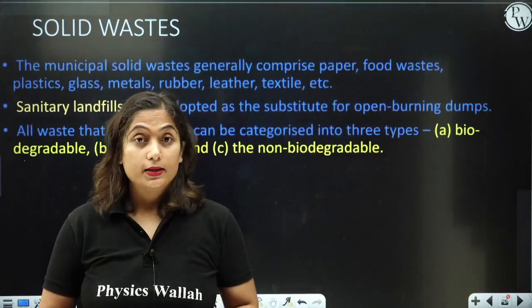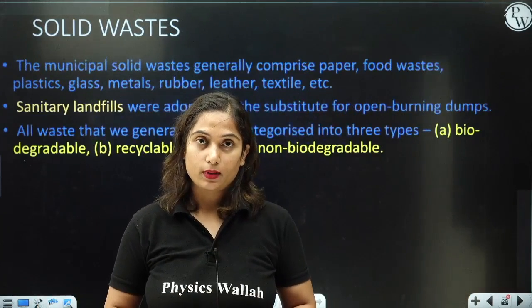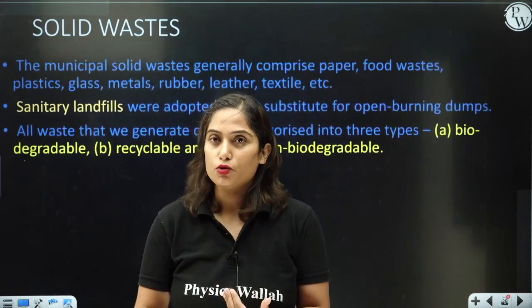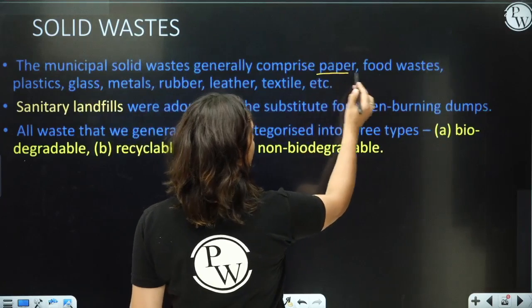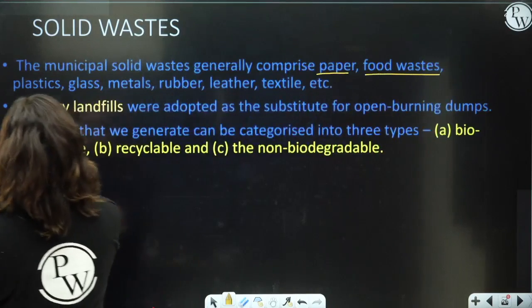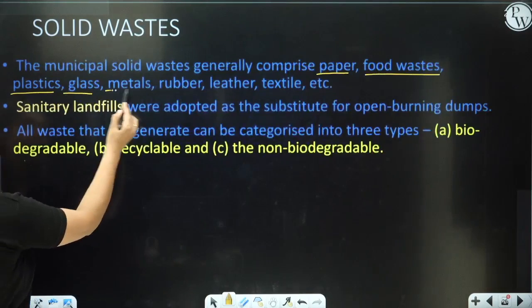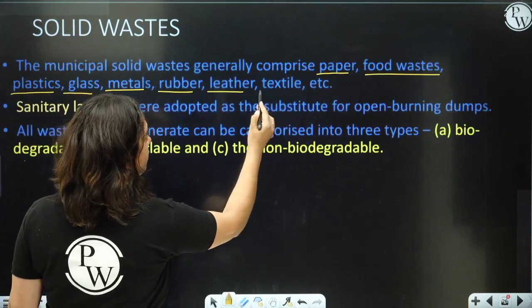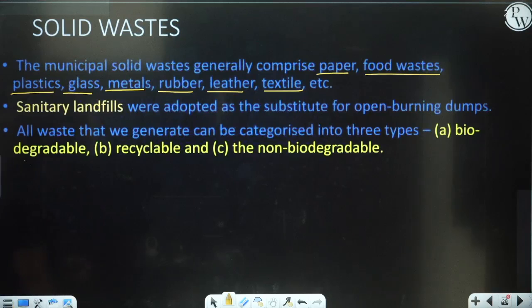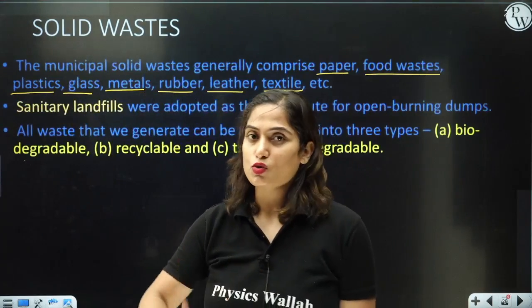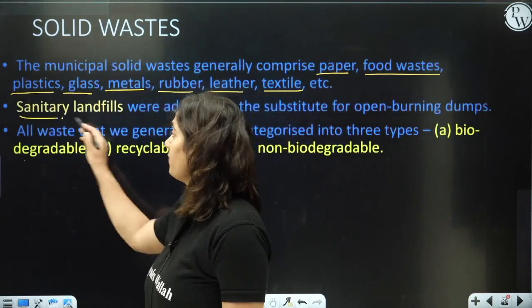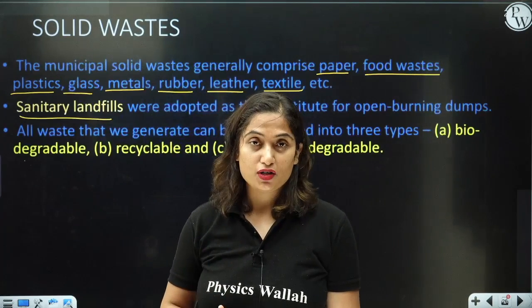Now comes the solid wastes, the solid waste which can cause pollution. The solid waste, according to NCERT, includes paper, food waste, plastics, glass, metals, rubber, leather, textile, etc. These all are considered as solid waste. Now, what are the methods by which we can dispose of these solid wastes? The first method is sanitary landfills.